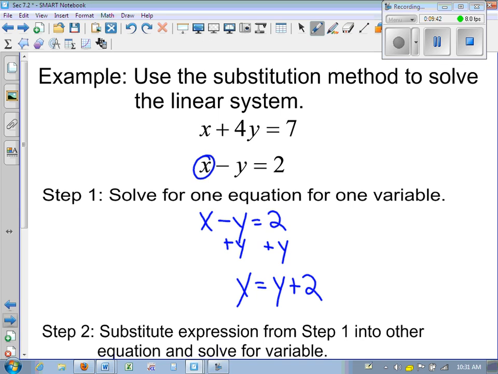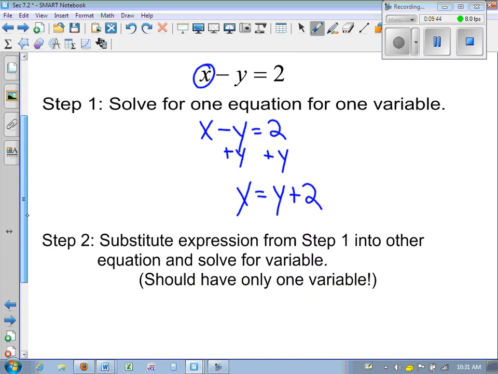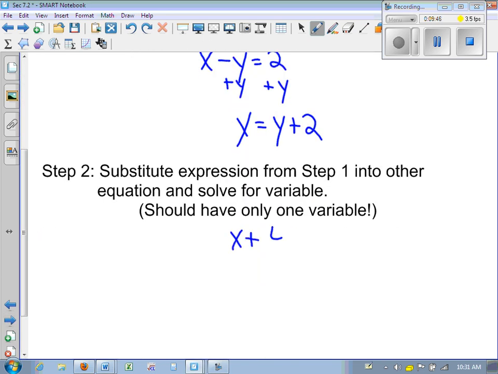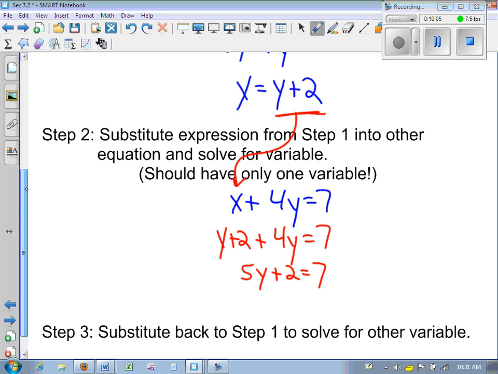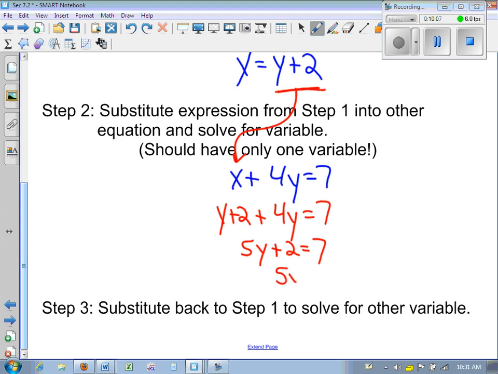Now I take the top equation. X plus 4y is 7. This is my x, has to go in there. So y plus 2 plus 4y is 7. That's 5y plus 2 is 7. Subtract 2 from both sides. 5y is 5. Y equals 1.